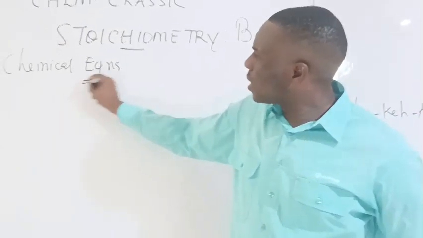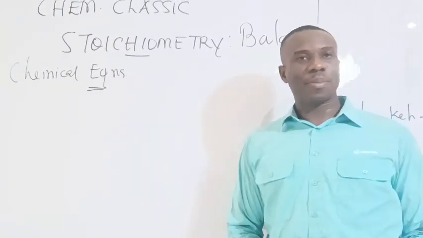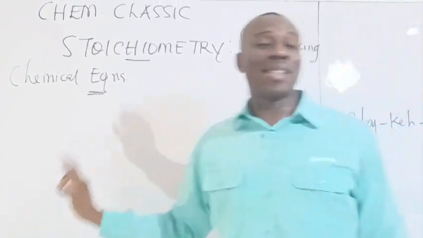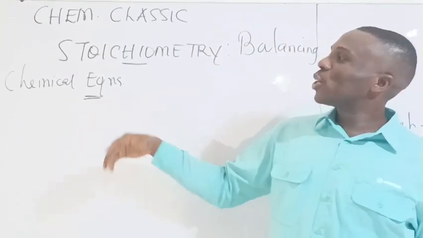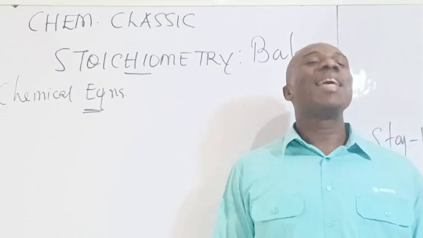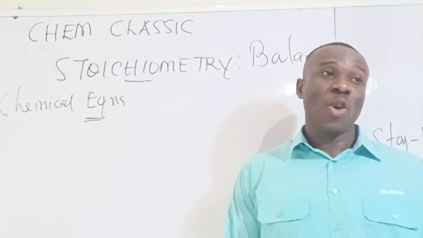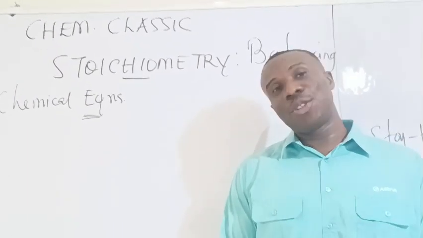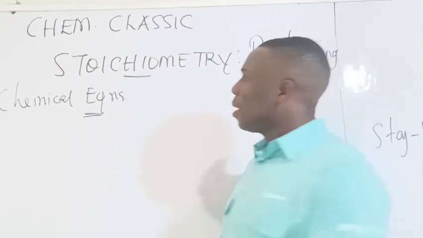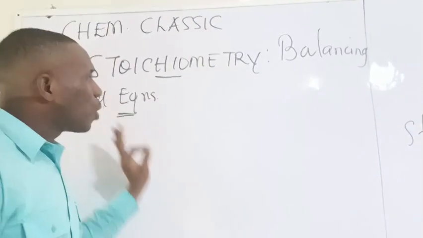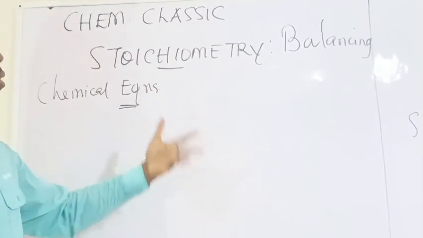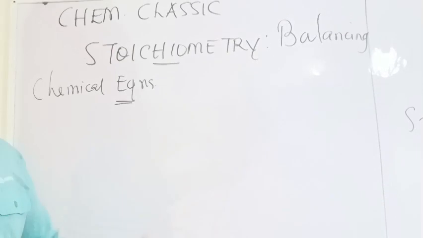Now, what is a chemical equation to start with? It's just a shorthand notation or a shorthand way of representing a chemical reaction, which oftentimes is caused by a chemical change. Right? So, a chemical equation is just a shorthand notation of representing a chemical reaction.